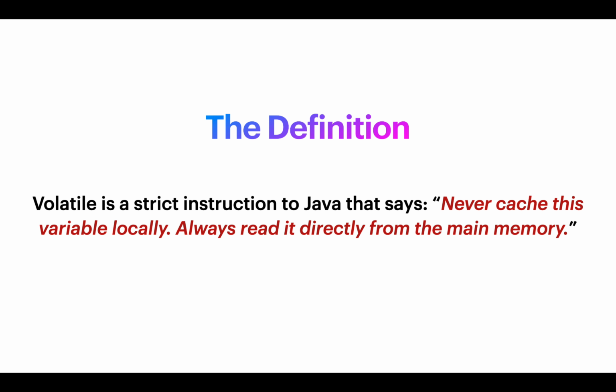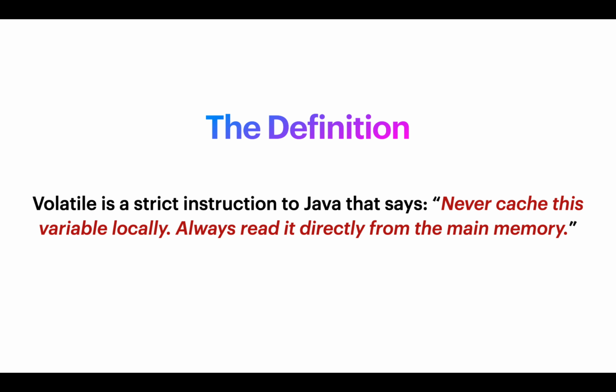But here is the catch. Knowing the definition is easy, but actually writing a practical working example is exactly where most of us get confused. We are going to fix that today. In this video, we are going to discuss volatile end-to-end with a super easy practical example so that you never forget it again. Let's jump right into the action.